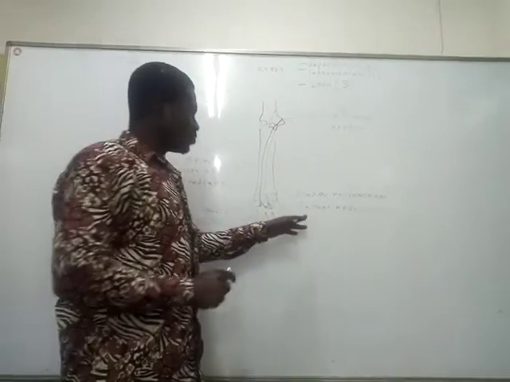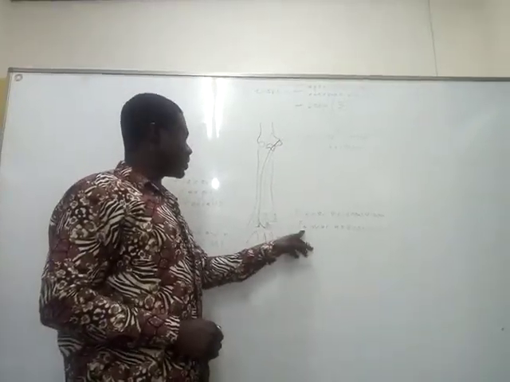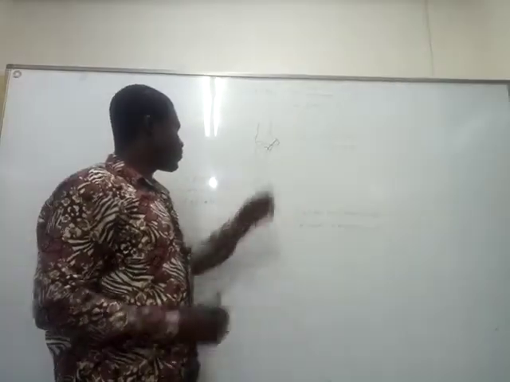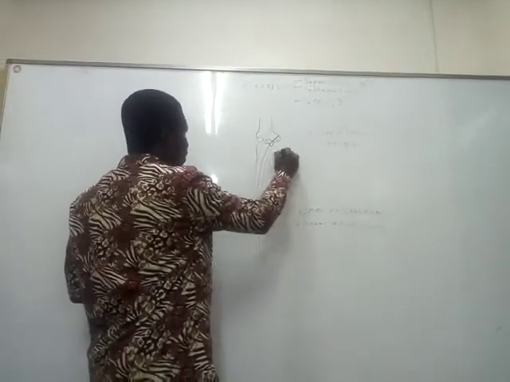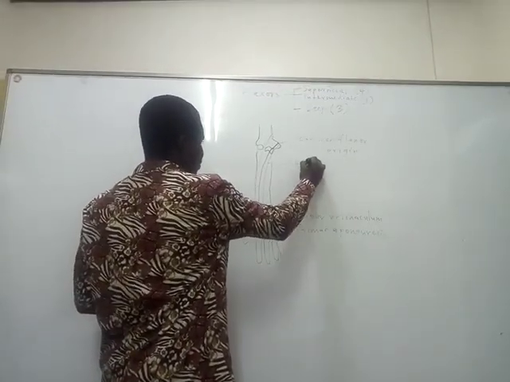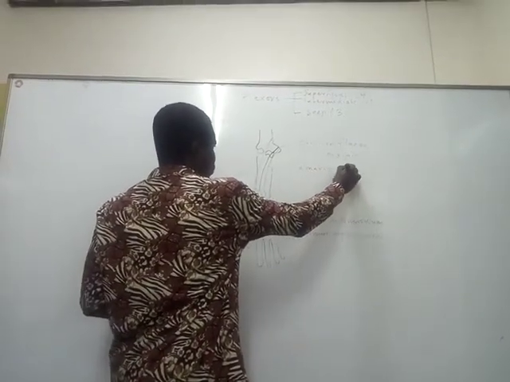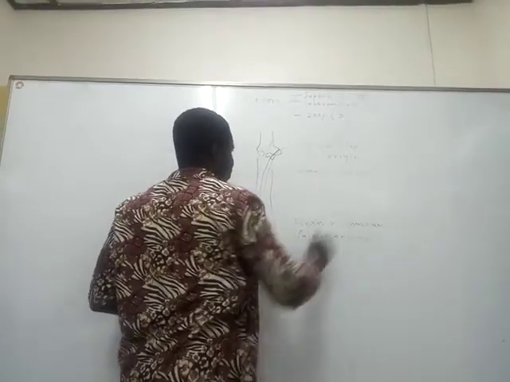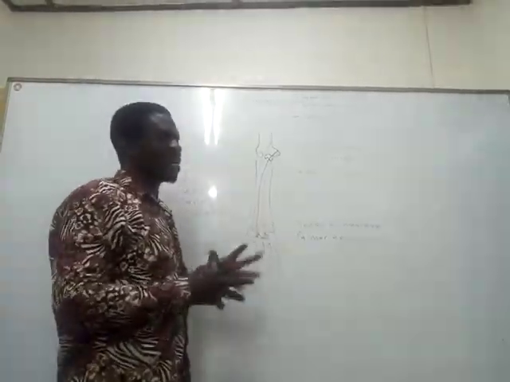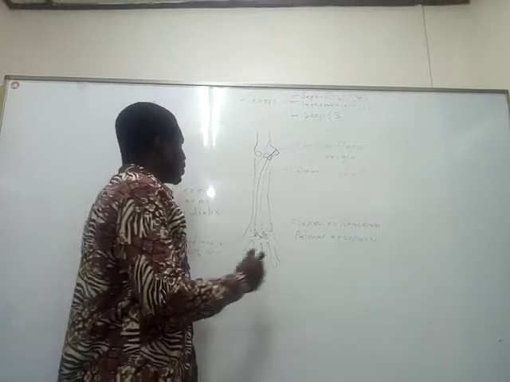So you will get to know that the palmar aponeurosis is just an extension of this muscle known as palmaris longus. Palmaris longus. In fact, it can be absent in some people.